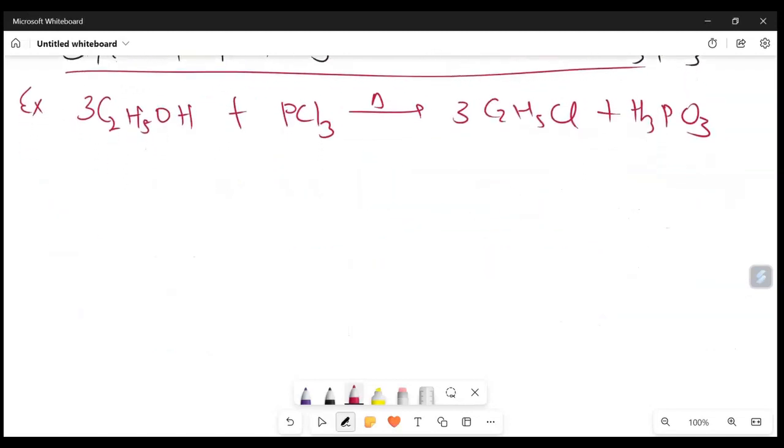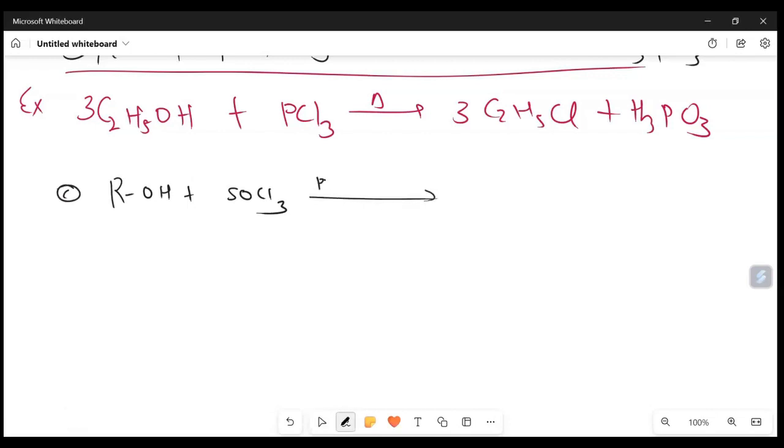Next reaction we are going to discuss in this is with SOCl2. ROH plus SOCl2, the third part of the reaction. In the presence of pyridine, what we have to use? Pyridine. It will give RCl plus which gas? SO2 plus HCl.